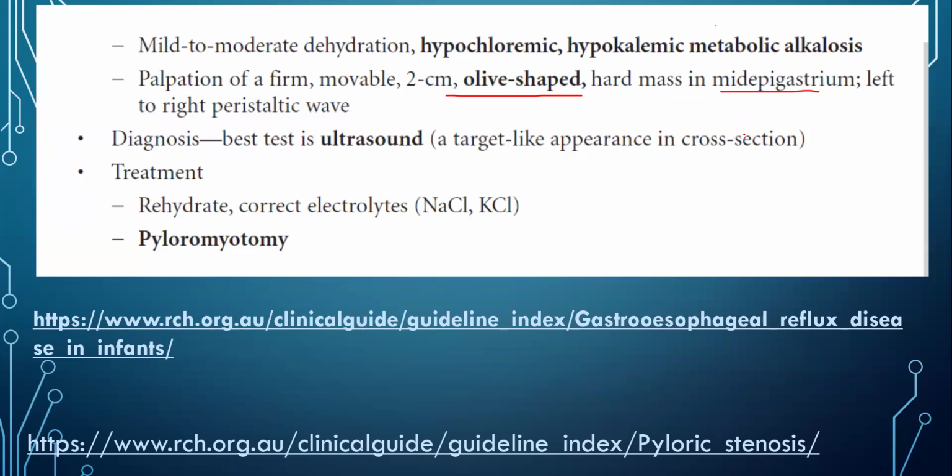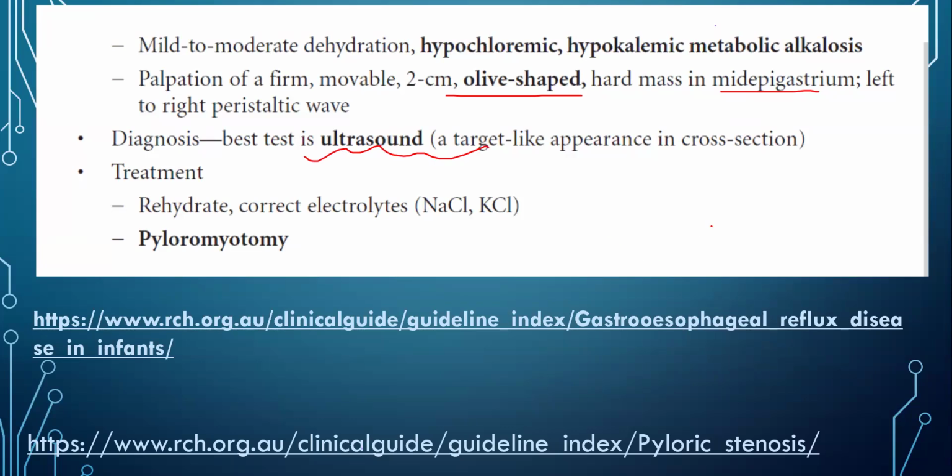It's not always, but if you get the olive-shaped mass, then you can diagnose pyloric stenosis even without an ultrasound. But if you don't have this finding, then you will need to do an ultrasound to confirm the diagnosis. So the way of confirming the diagnosis is abdominal ultrasound.